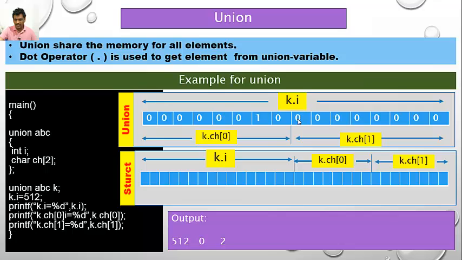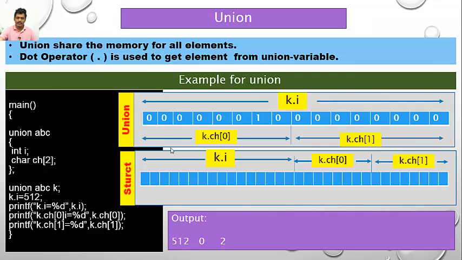For k.ch[1], the 8 bits are all 0, so the equivalent decimal is also 0. But it does not display 2 first. In k.ch[0], the decimal equivalent is 2, and in k.ch[1], the decimal equivalent is 0. But it displays k.i as 512. In k.ch[0] it displays only 0, then k.ch[1] shows 2. It swaps that. That is the ch[1] location value.